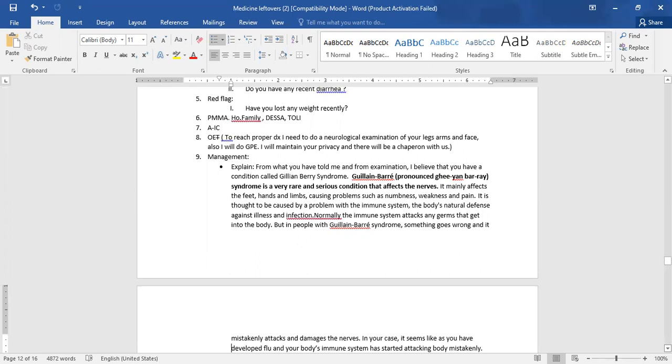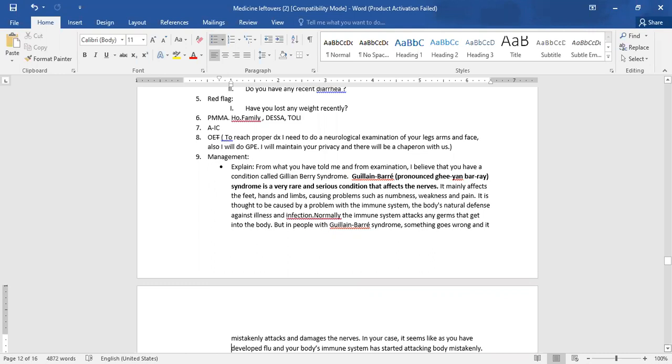And then management. Explain. From what you have told me and from examination, I believe that you have a condition called GB syndrome, Guillain-Barré syndrome. It is basically a very rare and serious condition that affects the nerves. It mainly affects the feet, hands, and limbs and causes problems. It is thought to be caused by a problem with the immune system.